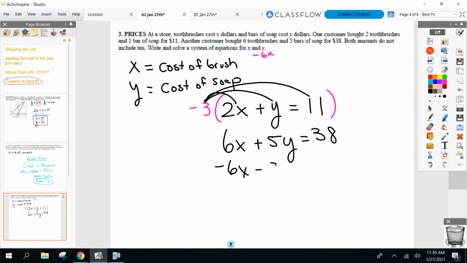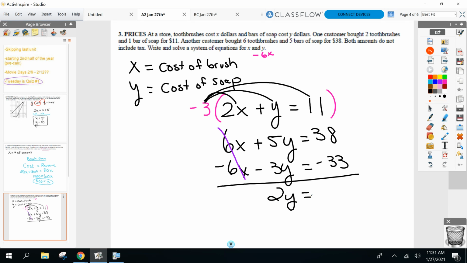Negative 6x minus 3y equals negative 33. So I distributed the negative 3 all the way through. Now take both of these equations and combine your like terms. You guys see the x's? See ya. They're gone. I got 5y minus 3y, which gives me 2y equals 38 minus 33, 5. And then divide both sides by 2, and you'll see a bar of soap costs $2.50.